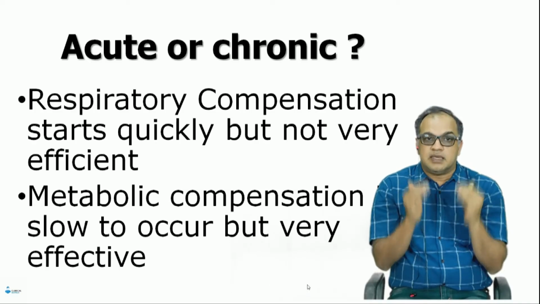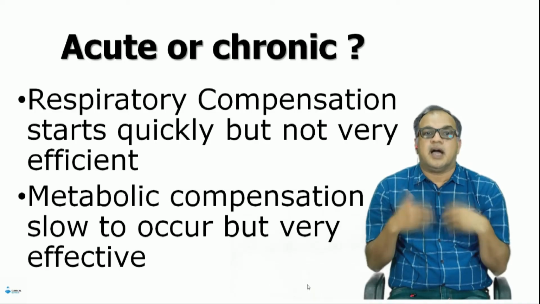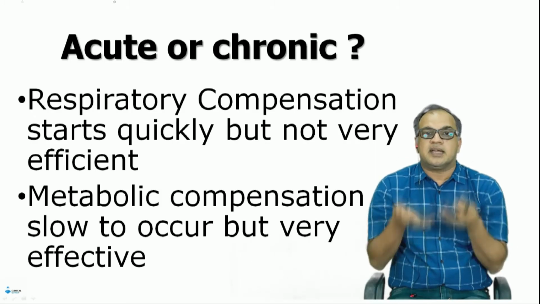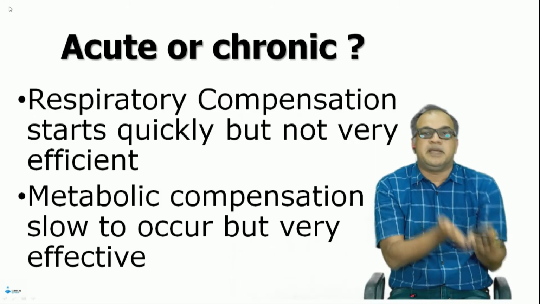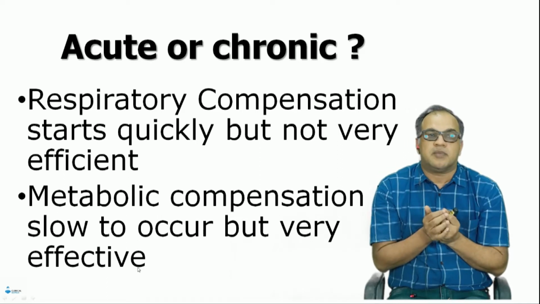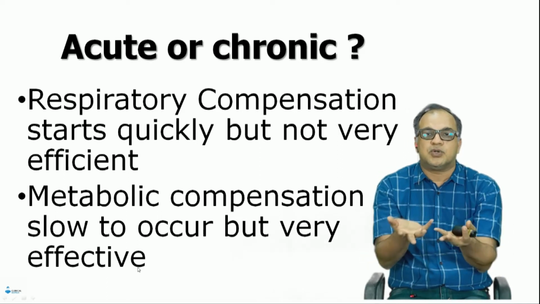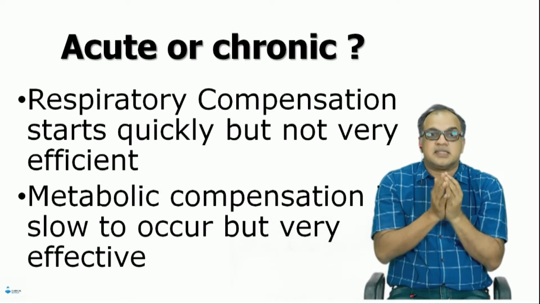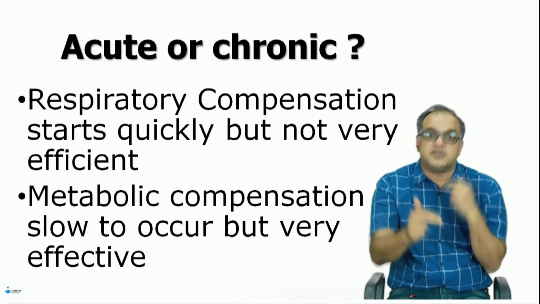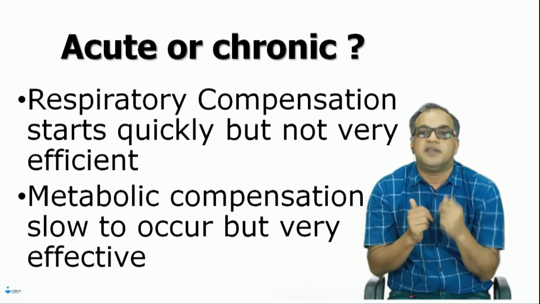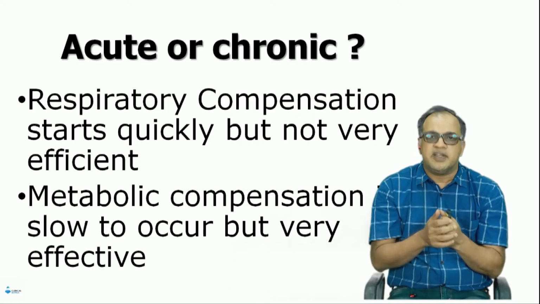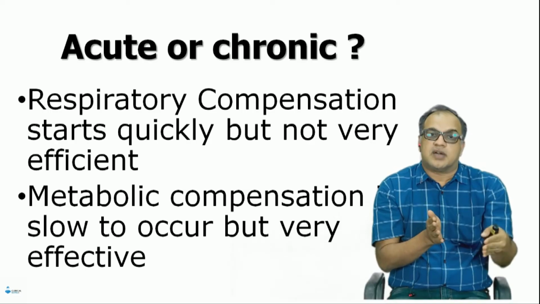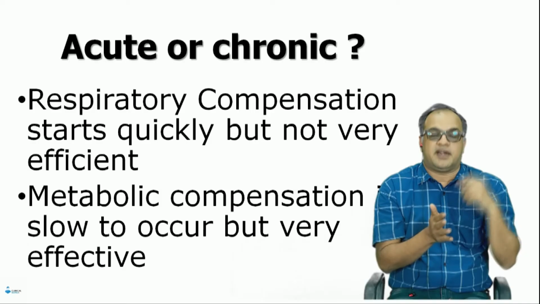What will happen? The lungs will immediately start hyperventilating. They will start throwing off CO2 to create a respiratory alkalosis to bring the pH up towards normal. So they will keep washing off CO2 so that the pH can be brought to normal. That is respiratory compensation. It starts very quickly, but it is not very efficient. Why not very efficient? We'll go further. Metabolic compensation is slow to occur, but it is very effective.